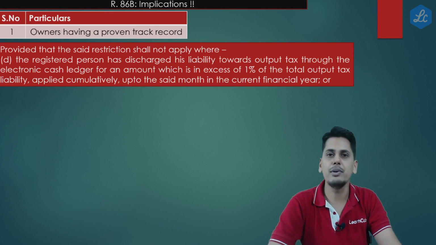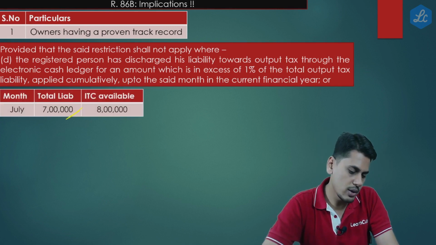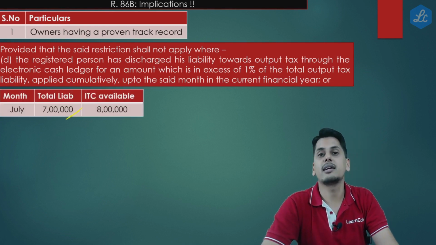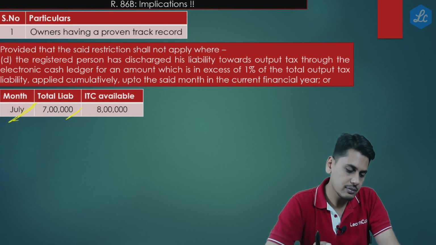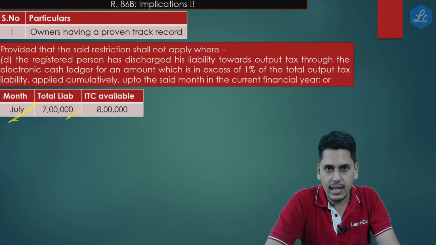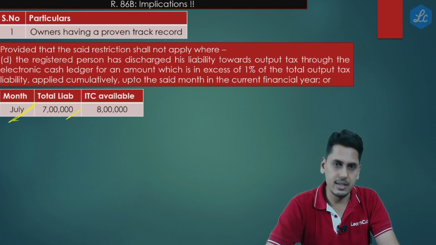Let's take another example. Same statistics. For July, it is 7 lakhs. Input tax credit available, it is 8 lakhs. We are talking about the tax period July. Total liability is 7 lakhs. Input tax credit available is 8 lakhs.